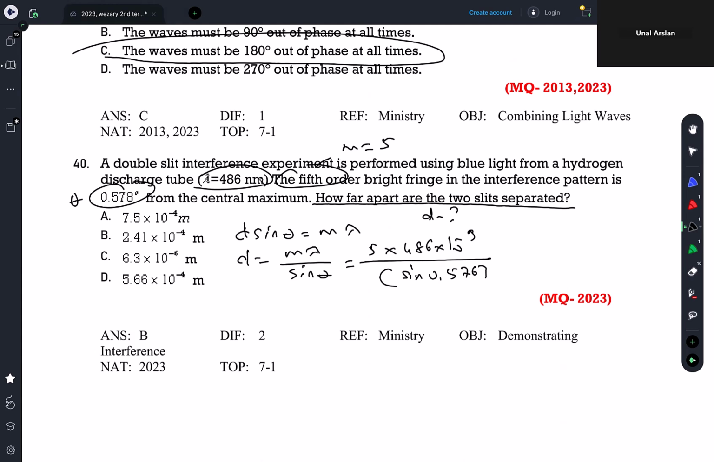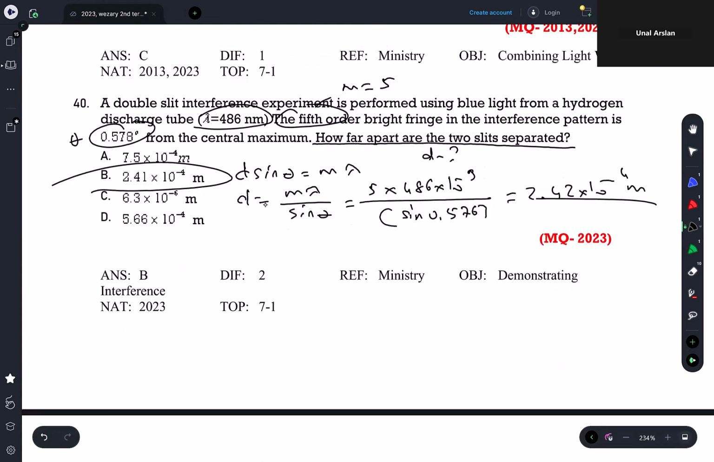Calculator. 486 times 10 to the power of -9 divided by sine of 0.576. Result is 2.42 times 10 to the power of -4 meters. So B is the correct answer.